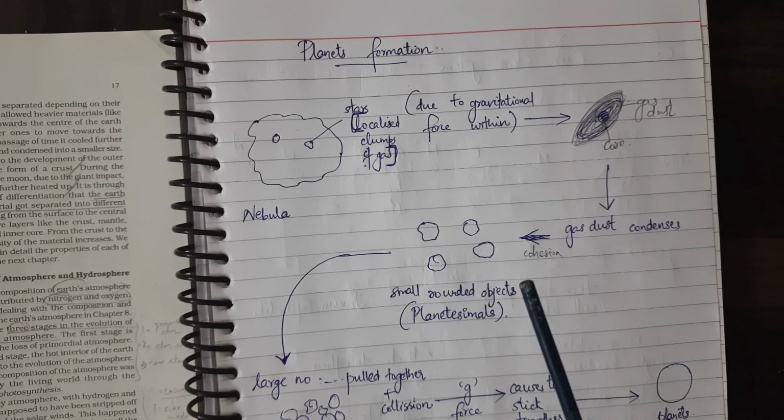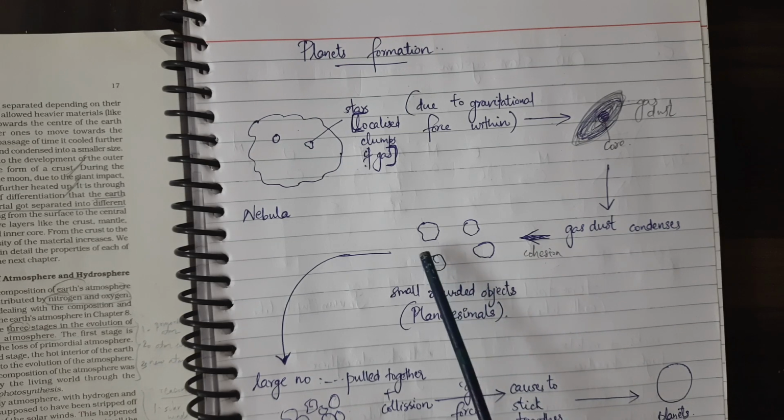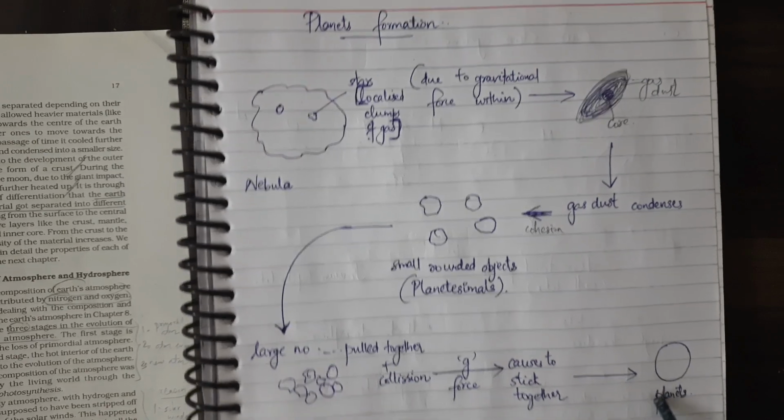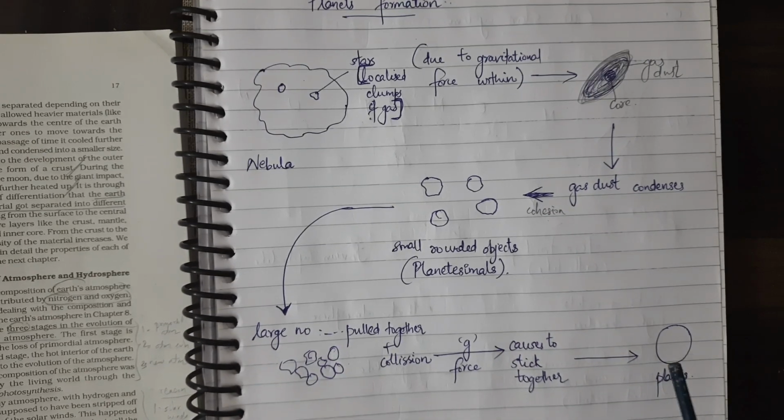These planetesimals started pulling more and more such small particles together, and due to collision and gravitational force, they keep attracting all the particles. This makes them stick together, and finally they form the planets. So this is what is explained in the paragraphs in that topic, formation of planets.